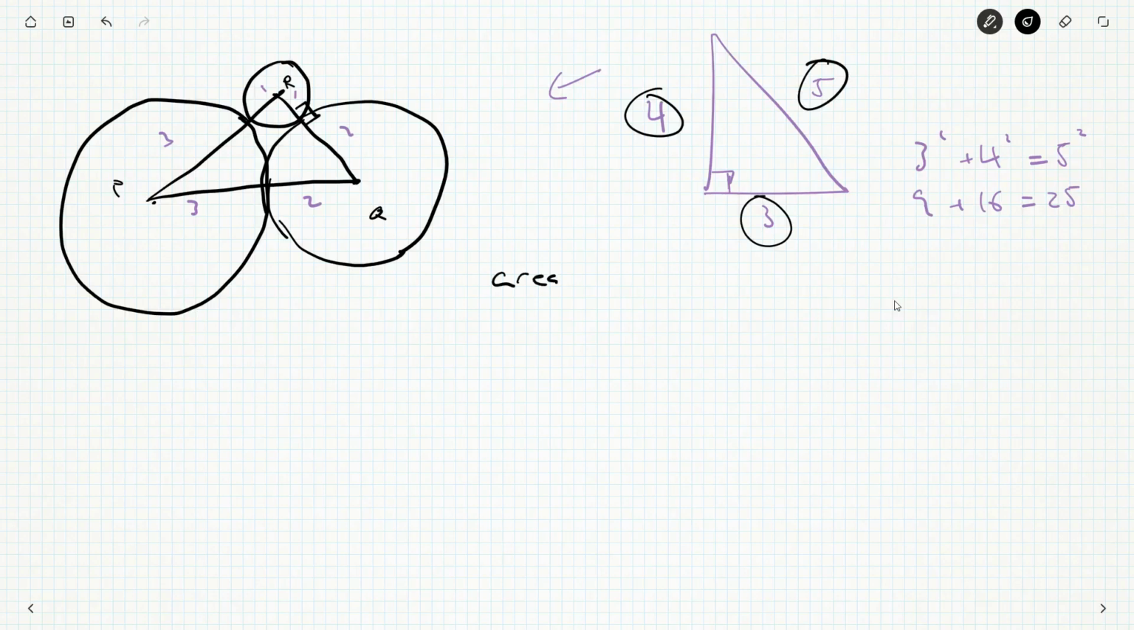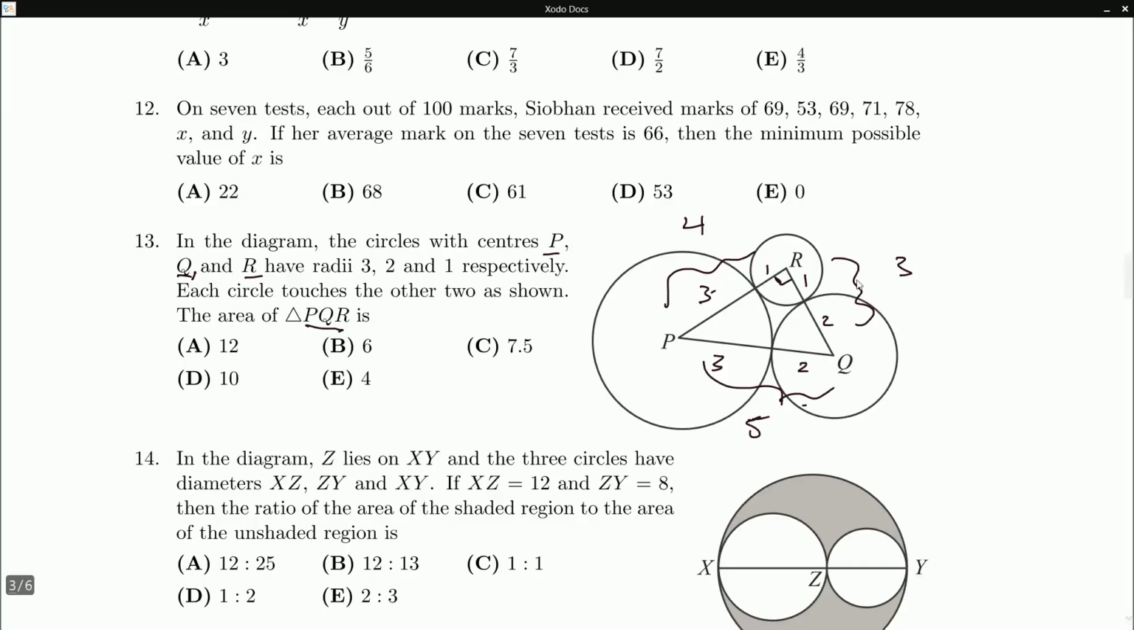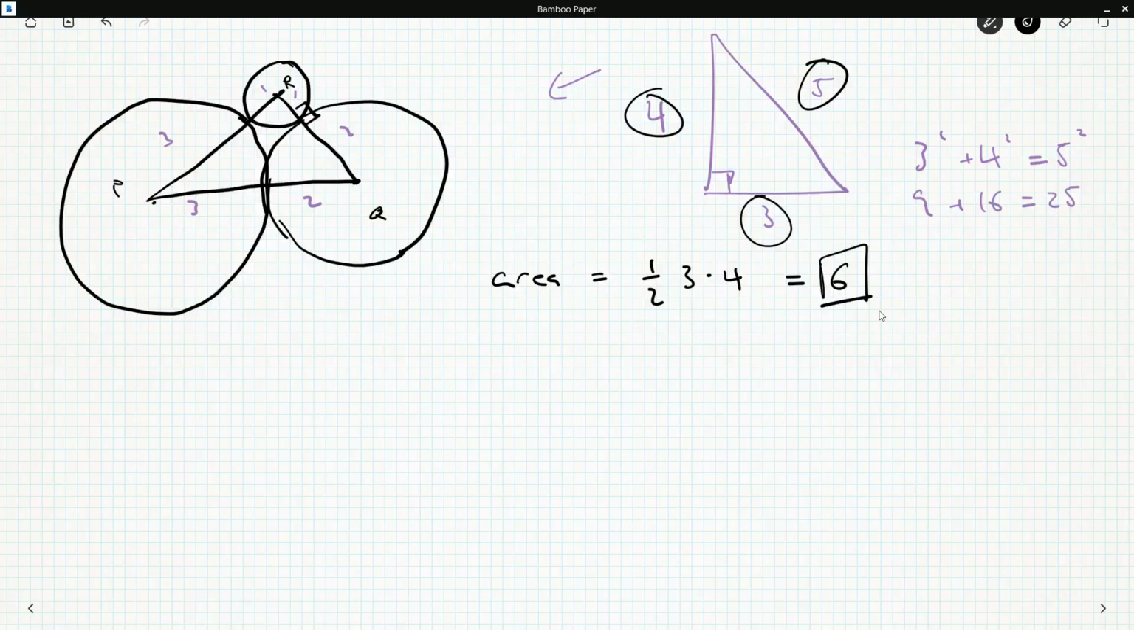But our area here is then going to be 1/2 base times height. And because we've got a nice little right angle, we can have a base of 3 and a height of 4. And this gives me an area of 6. Okay, and 6 is one of our answers.